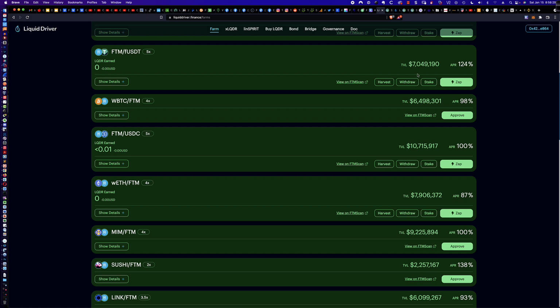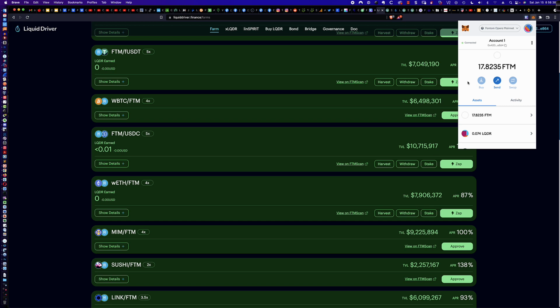So let's go ahead and talk about what's going to happen here. The first thing we want to look at is we want to look at our balance of FTM so that we can see where this FTM is going to come back after we split the liquidity pair. So I've got 17.82 FTM to work with here. Let's take a look. Does this actually show the FUSDT? I believe it's going to. And so I have 2.969 FUSDT.